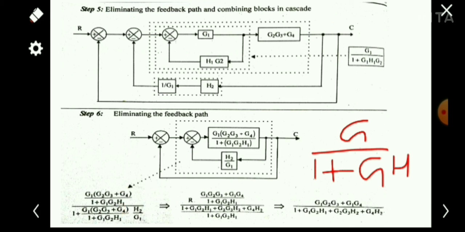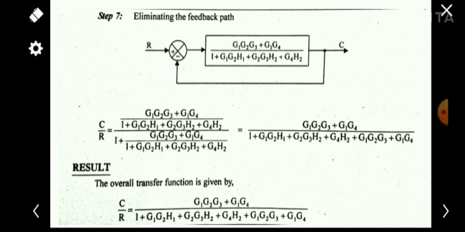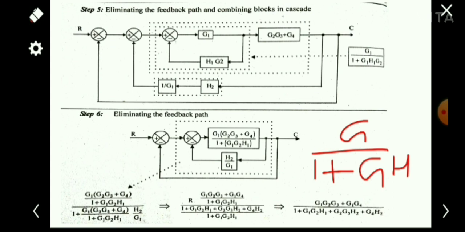We are simply cancelling some terms, and at last we will get G1 G2 G3 plus G1 G4 divided by 1 plus G1 G2 H1 plus G2 G3 H2 plus G4 H2. So instead of this feedback loop, we can replace it with this block. We are simply replacing this one with this one.